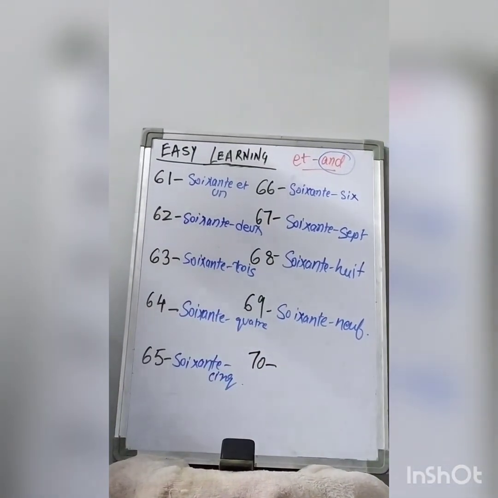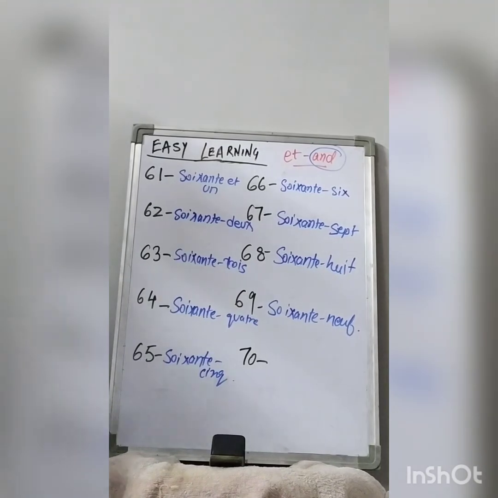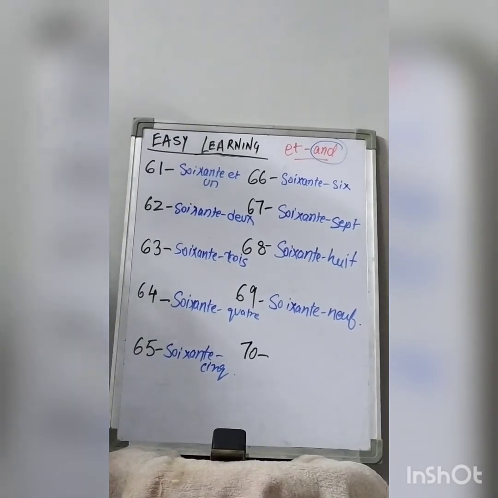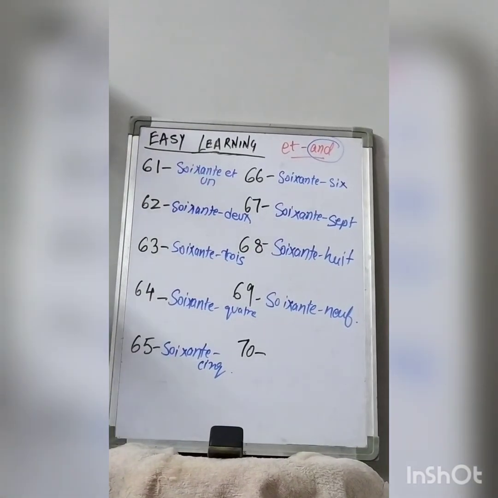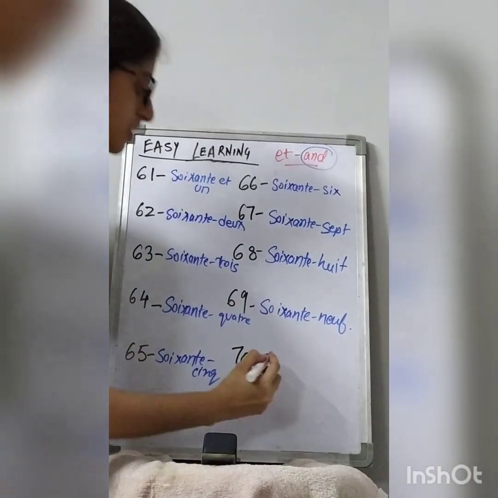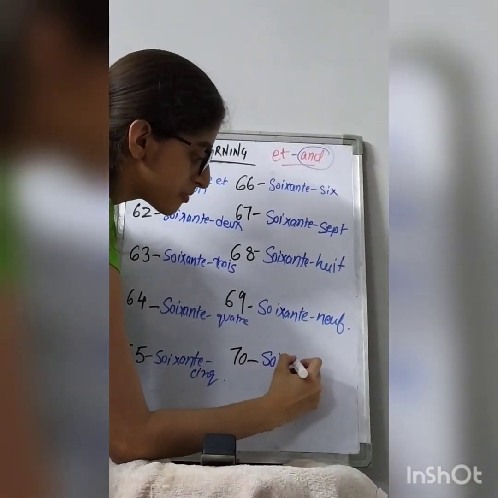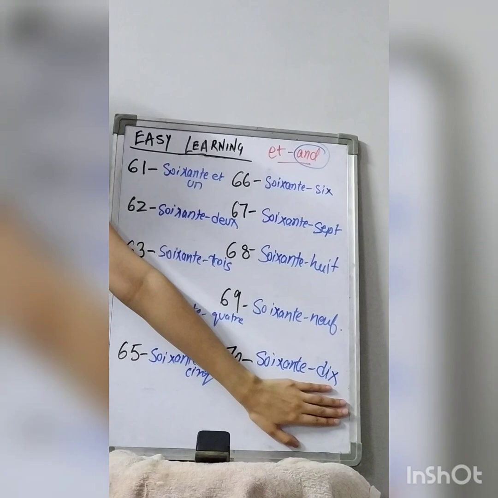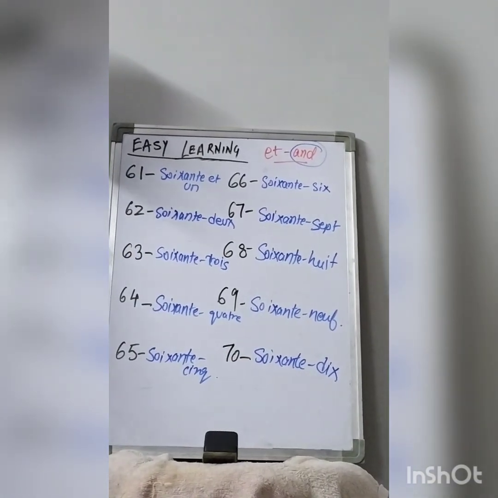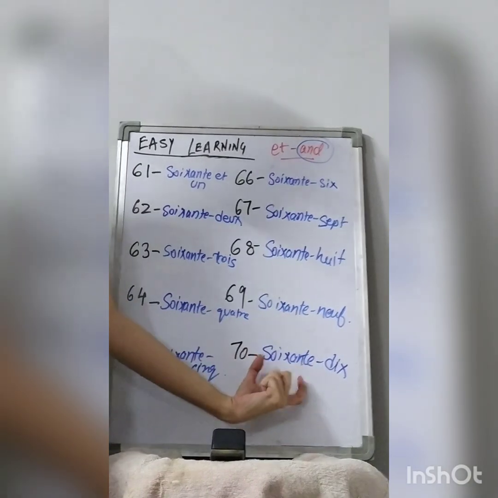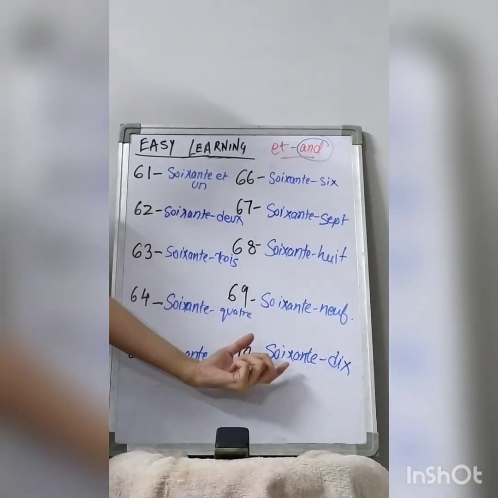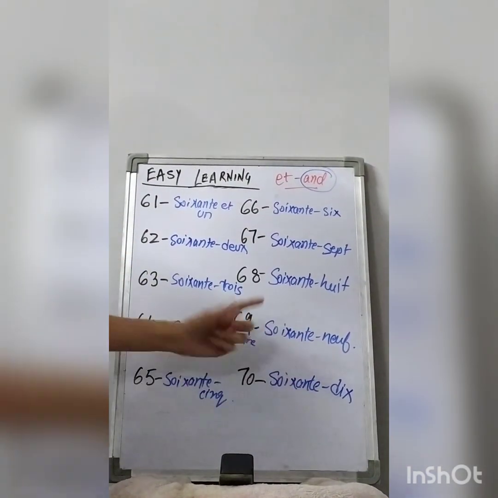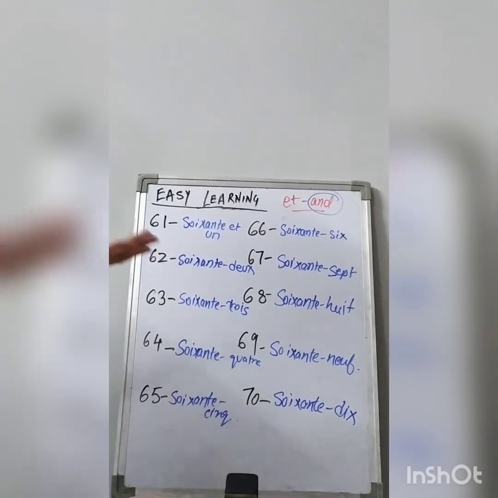Now we have 70. But unlike the other categories, 70 is a bit different. We do not have a different terminology for 70, but a continuation of this series, which is soixante-dix. Dix was 10. So soixante-dix is 70, which means soixante is 60 and dix is 10. So 60 plus 10 makes 70.